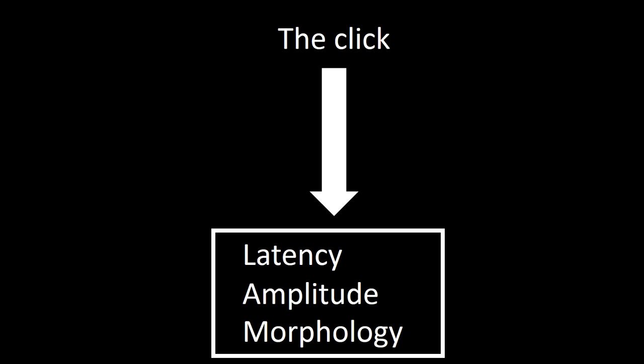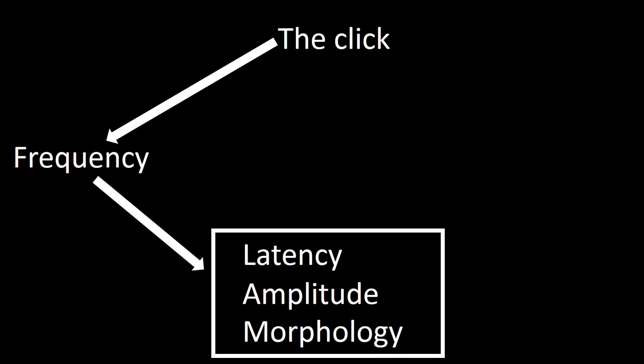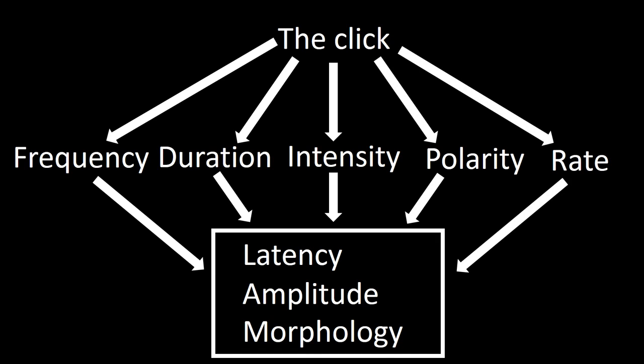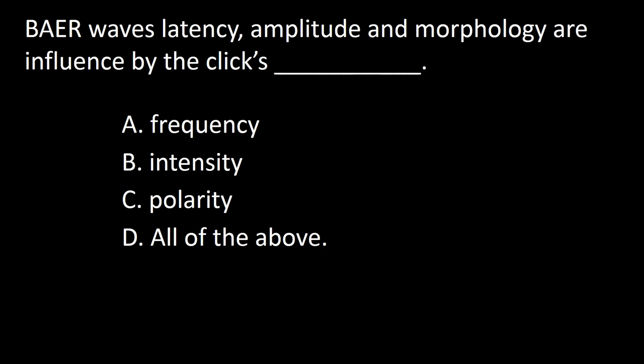The click has several parameters that influence latency, amplitude, and morphology of a wave. These parameters are frequency, duration, intensity, polarity, and rate. So the answer to this question is D.